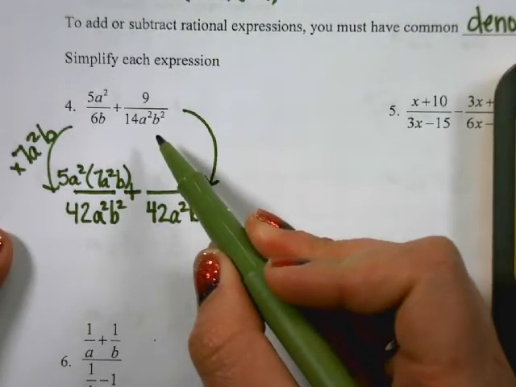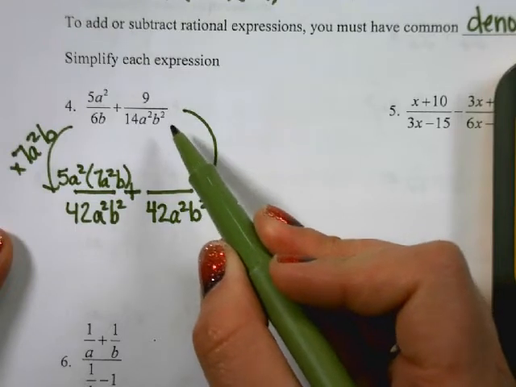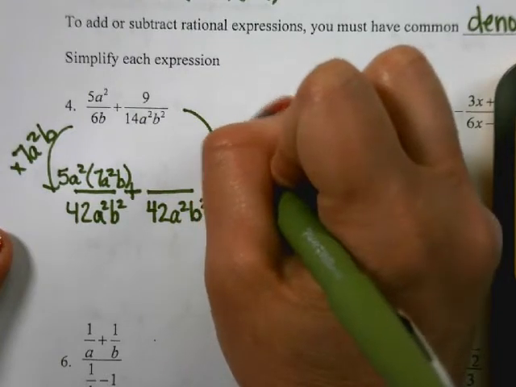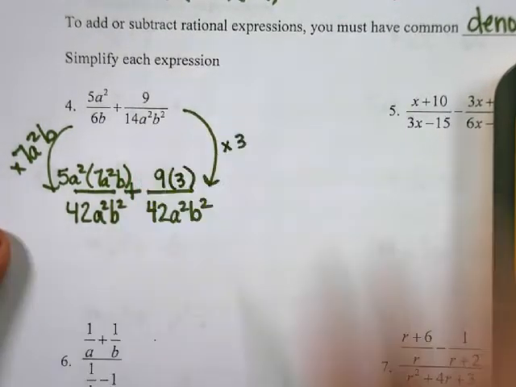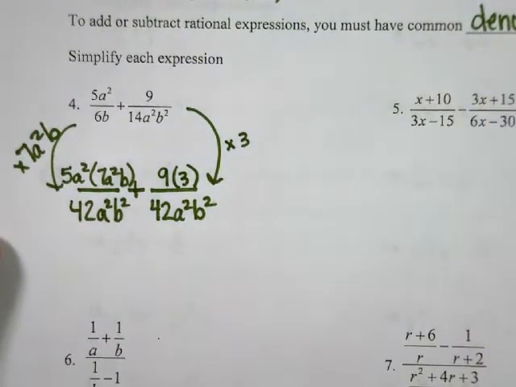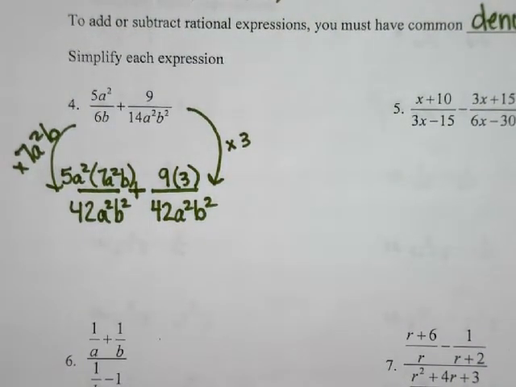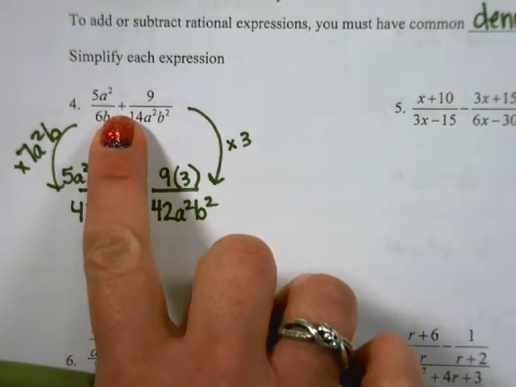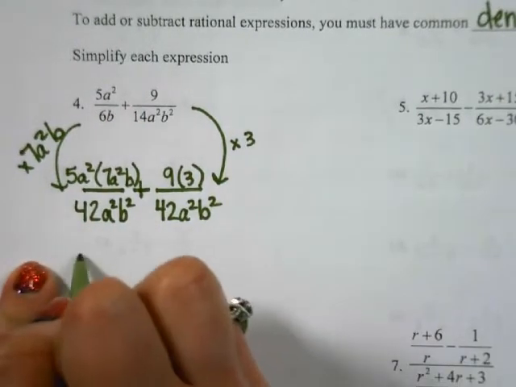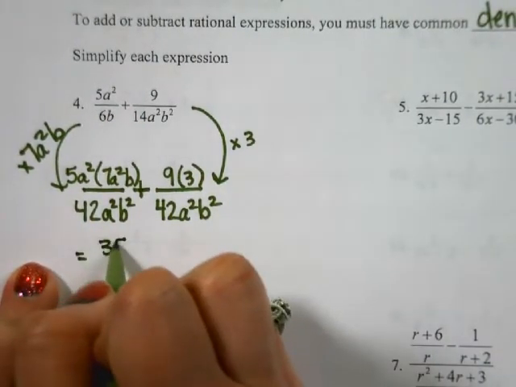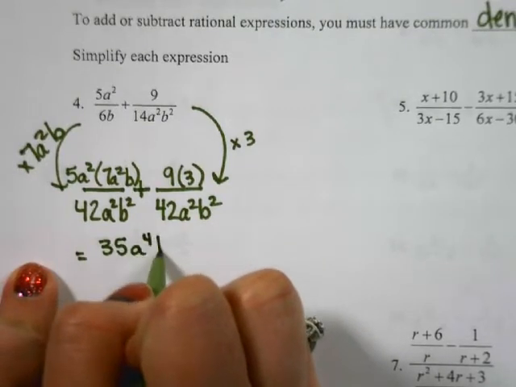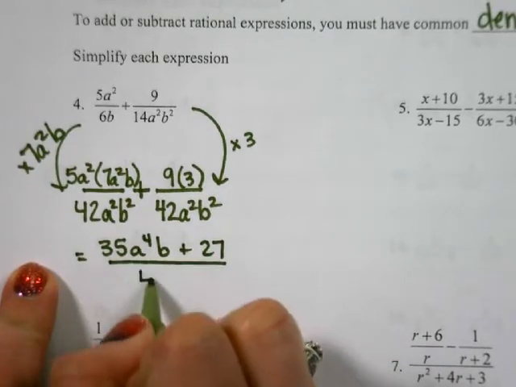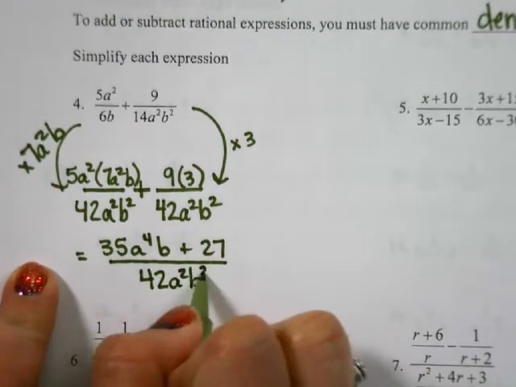Now 14a²b². What do you multiply 14a²b² by to get 42a²b²? 3. Whatever you do to the bottom, you have to do to the top. Now, the trick is that some of you are going to start to simplify there. If you start simplifying right there, you're going to go back to where you started. So don't do that. Let's actually multiply this out. 35a⁴b plus 27, all divided by 42a²b².